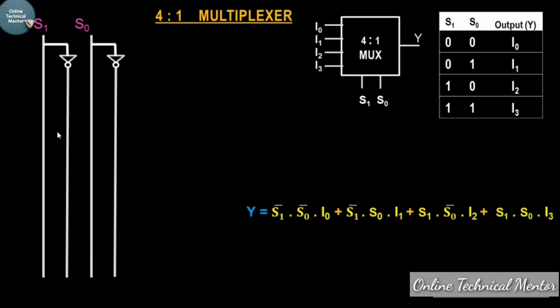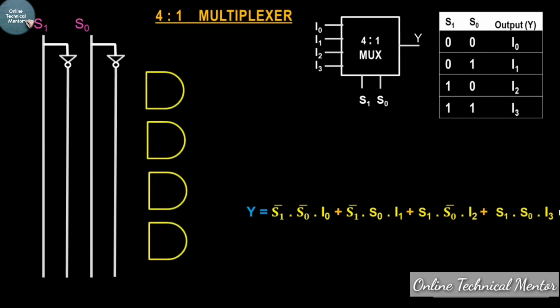Now look at the expression. It has 4 min terms. That means it contains 4 AND gates. Now you can draw 4 AND gates over here. For the simplicity of the diagram, I have not considered the enable line in my circuit. So just leave it for the time being. Just concentrate on the expression only, ignoring the enable line.